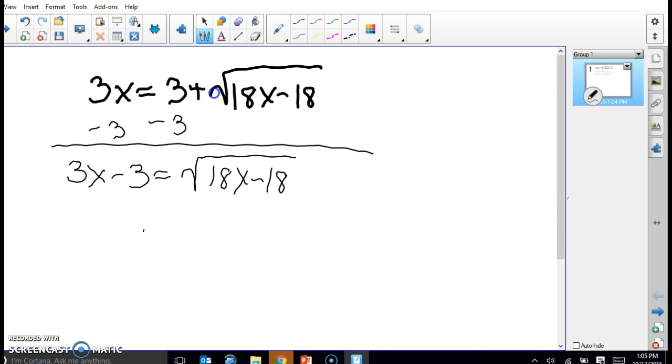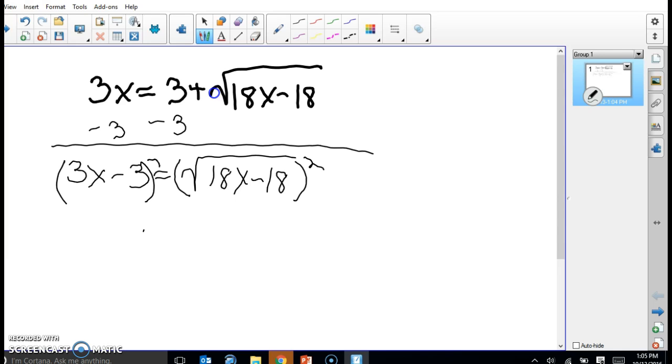Now we need to get rid of the square root. Now we're going to get rid of that radical. So this is a square root, right? So what's the implied index? 2. So to get rid of the square root, what am I going to do to both sides? Square it. Square it.